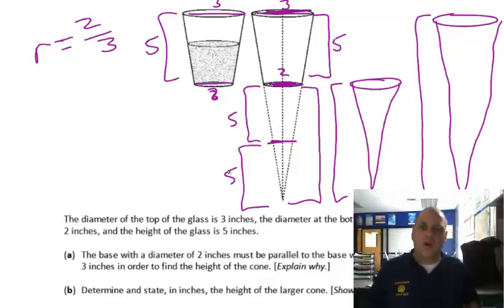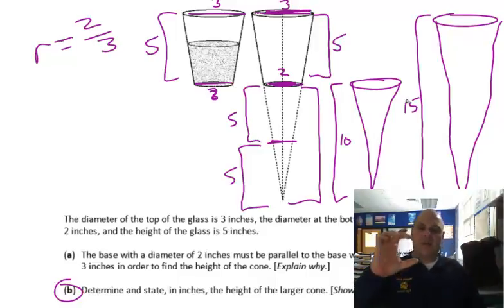So I'm showing my work as to where it's coming from for part B, because part B wants you to find the height of the larger cone. The smaller cone must have a height of 10. The larger cone has that 10, 5, 5, and 5, so the larger cone has a height of 15. I hope I'm explaining that well. And that's because it was a 2 to 3 ratio. It got sliced 2/3 of the way because I knew that base had a diameter of 2 compared to the top that had a diameter of 3.